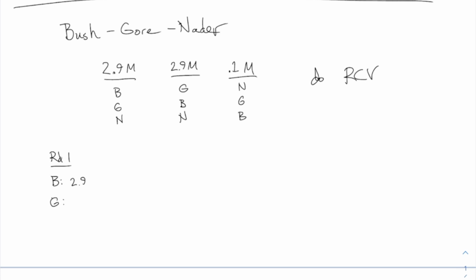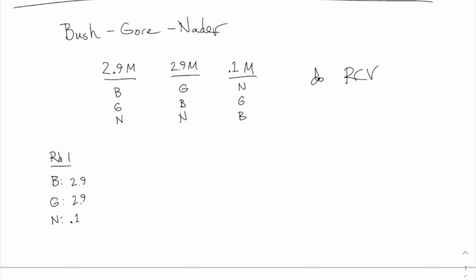I heard somebody whisper, 2.9. Yes, also 2.9 million people voted for Gore in the top position. Looks like a tie. It doesn't actually matter. In the ranked choice, a tie for first doesn't make any difference. And then how many people put Nader in the top? It's 0.1. So 0.1 million people put Nader on top.